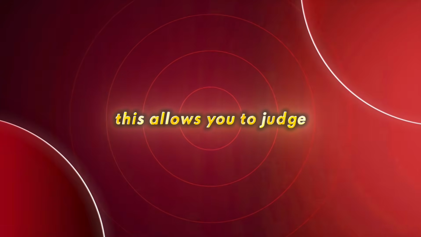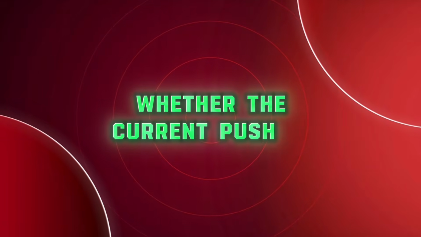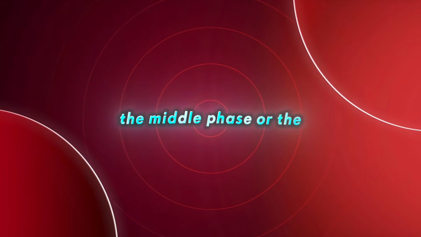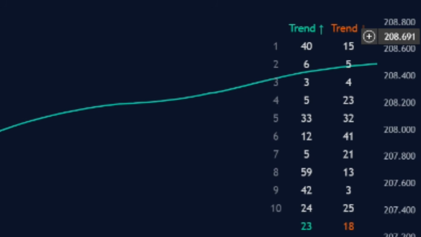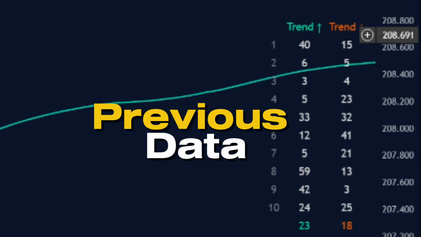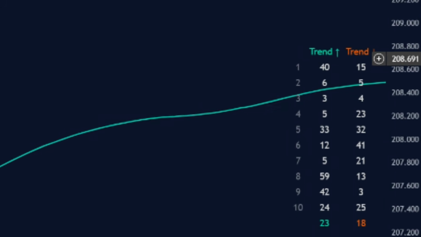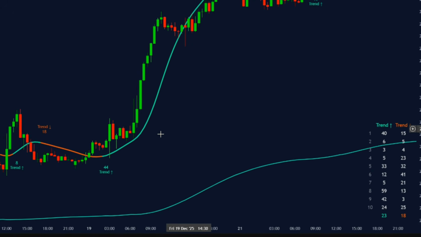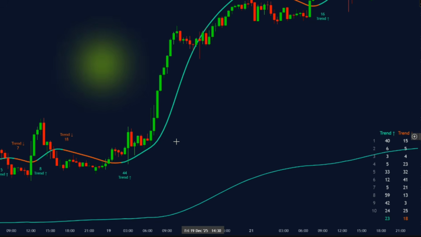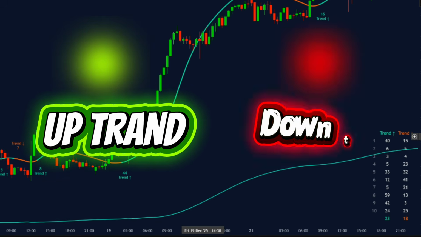This allows you to judge effectively whether the current push is in its early stages, the middle phase, or the late exhaustion phase. Additionally, look at the bottom right of the screen. A small table logs previous uptrend and downtrend duration, plus their averages. This gives you instant historical context at a glance. Green marks the uptrends, and orange marks the downtrends.